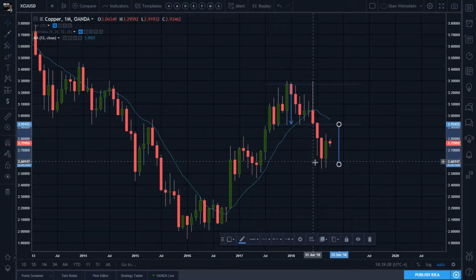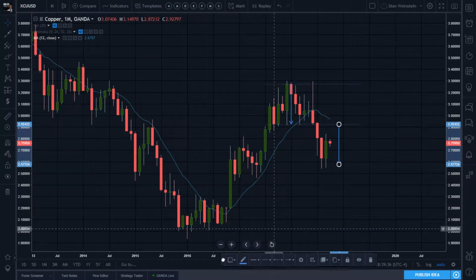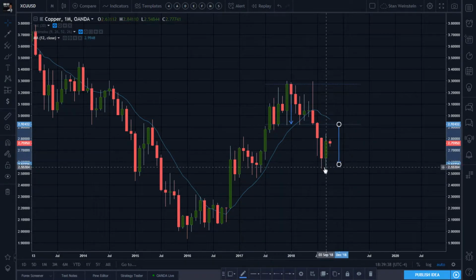I have those 2 wicks. Looks like tweezer bottoms, almost close. Not super long, but the buyers came back in, bring it back up. Month after, buyers got in control, came all the way back up.